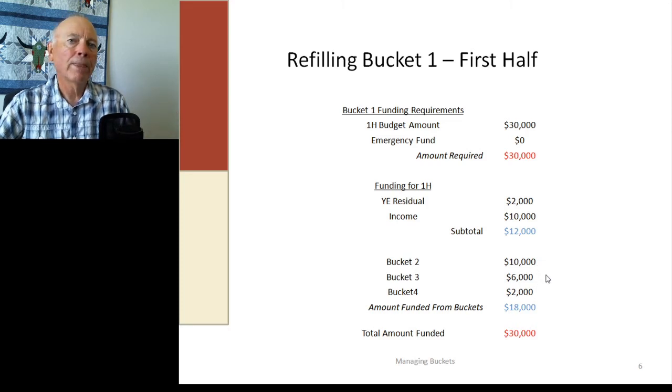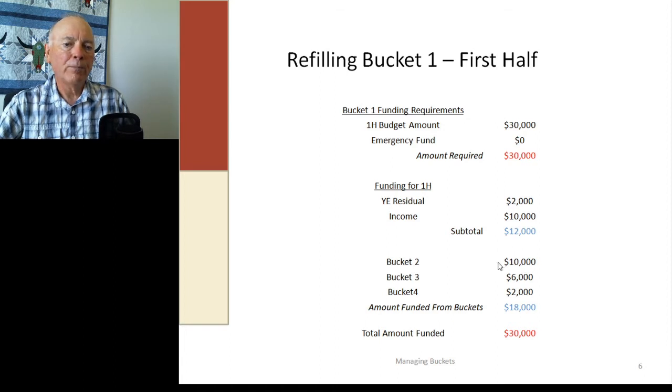$6,000 out of bucket 3. That could be dividends or distributions from a hybrid fund, for example, as well as interest, say, from a convertible bond fund, or dividends may be a better way of saying it. And finally, we get to bucket 4, where our stocks, our equities are, and we're taking $2,000 either in dividends or capital gains. So altogether, we get $18,000 from these buckets.